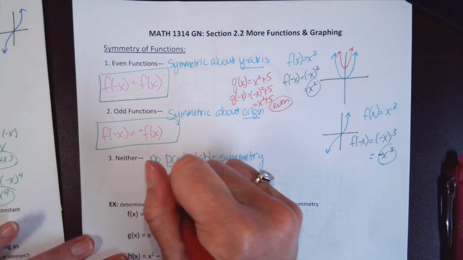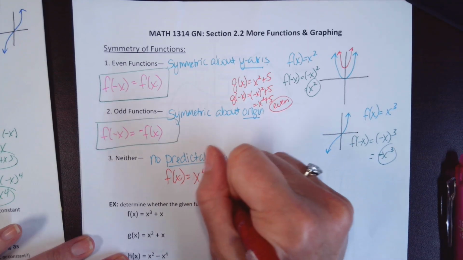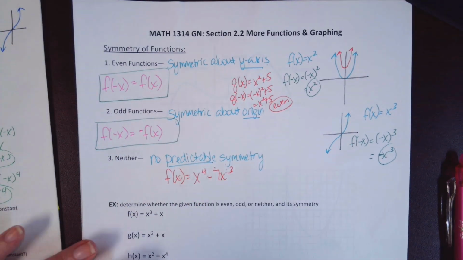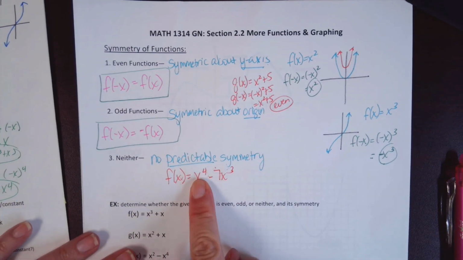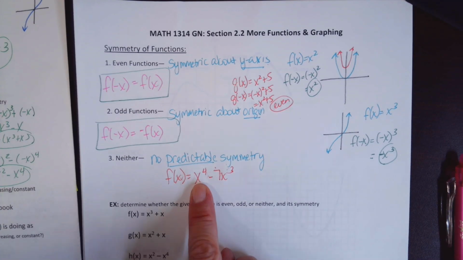How about if we take f of x equals x to the 4th minus 7x cubed? So we've got two terms here. This is a 4th degree polynomial. I don't have a shape for the parent function for that yet. We'll talk about that later this semester, but I haven't shown you anything 4th degree, x to the 4th.